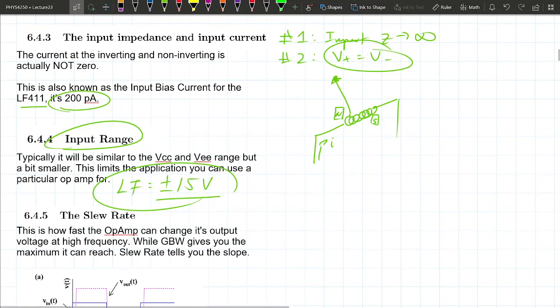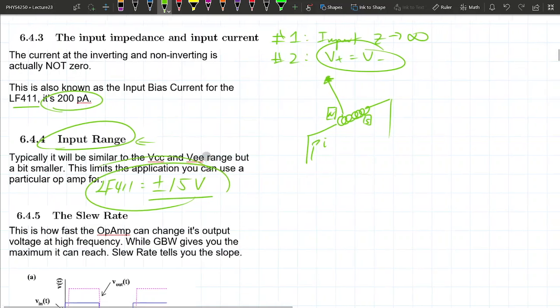So that's one of the things you want to look at with operational amplifiers: what is the input range that it is designed for? You don't want it to go too far, above or below that, okay? Next thing is the slew rate.